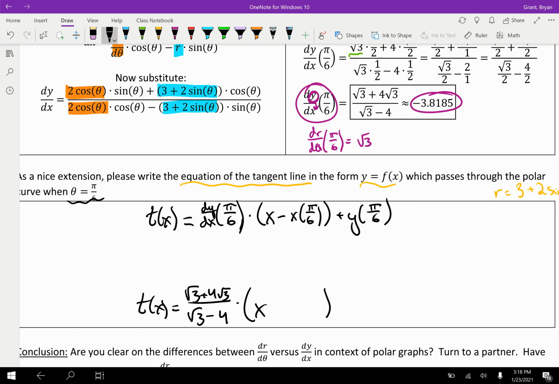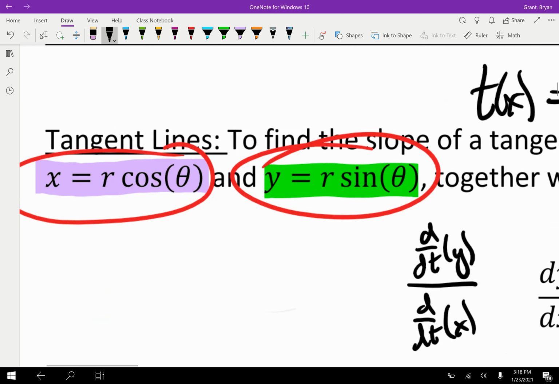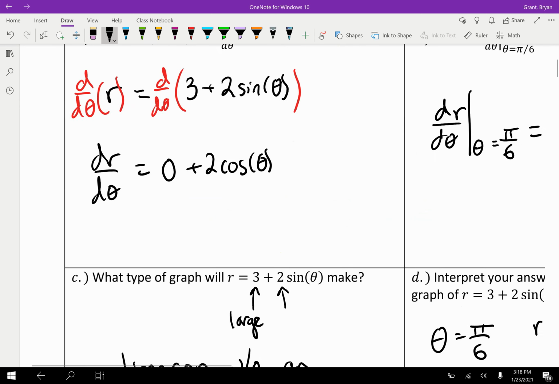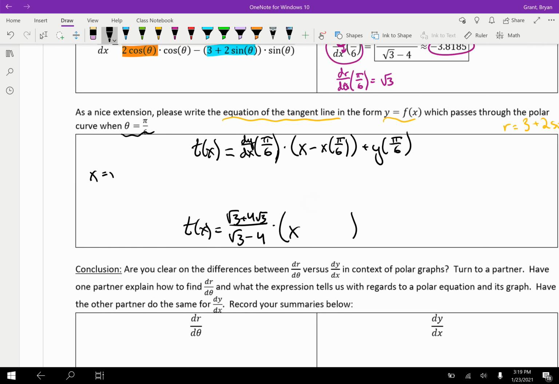Well, do we know an equation that will turn thetas into x's or y's? We almost do. I think we know, and I highlighted these on the previous page, we know that x is r cosine of theta and y is r sine of theta. So how do we use that? Well, oh wait, we know pi over 6 is theta, and we have an equation that turns thetas into r values. Our thetas into r values is the original equation. How do we use it? Well, let's go through the process. We know that x is equal to r cosine of theta, and r was equal to 3 plus 2 sine of theta.